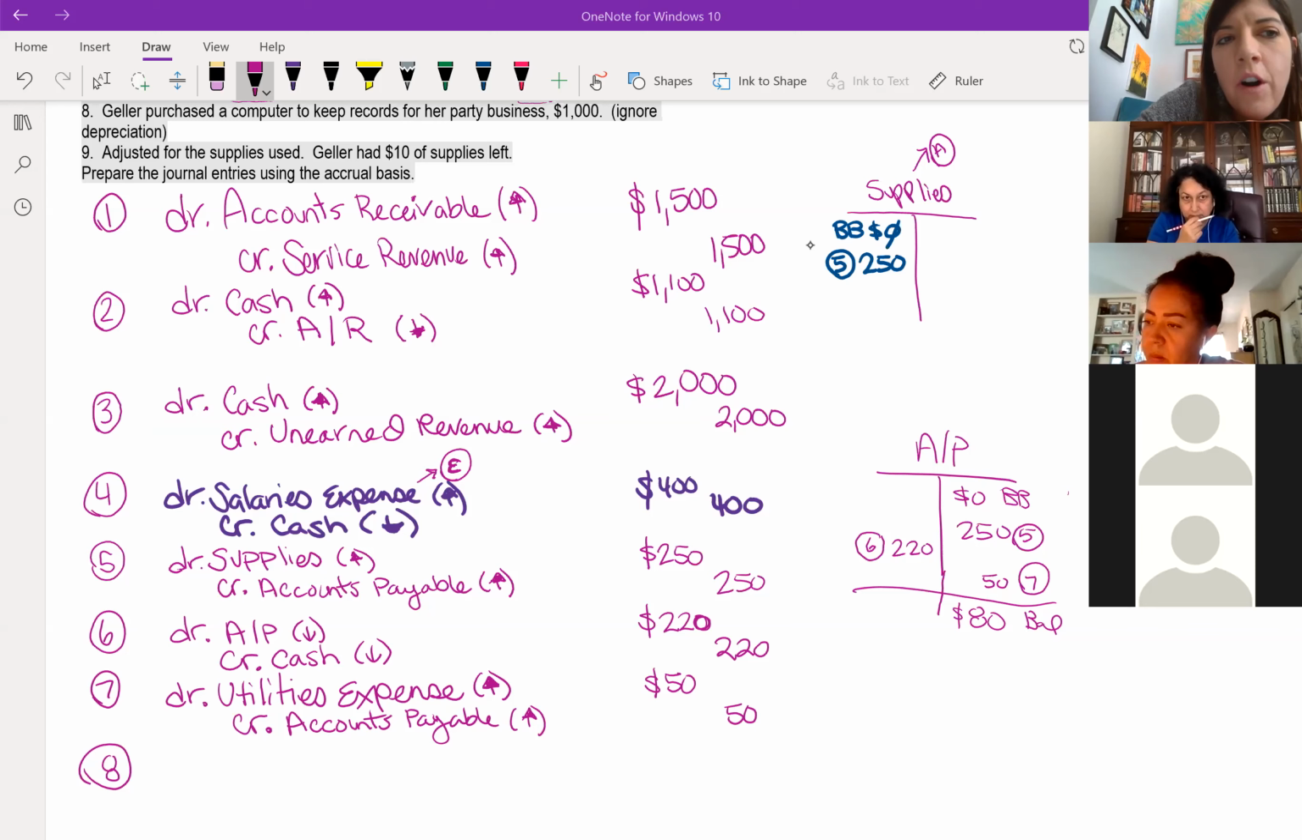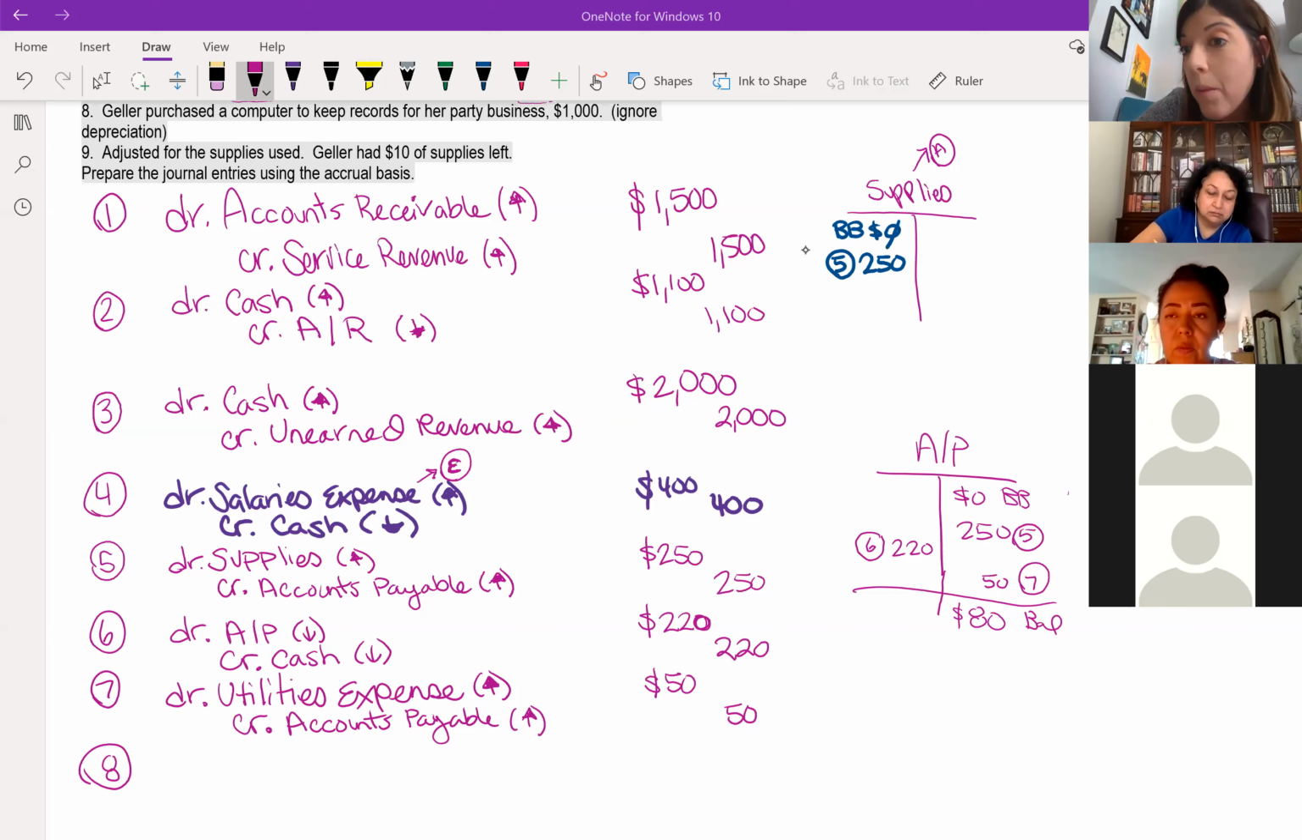For number 8, Geller purchased a computer to keep records for her party business, $1,000. Ignore depreciation. Well, we ignore depreciation at the beginning anyways, so. Would that be an asset? It is an asset, correct, because the computer, we're going to use it for years. So we're going to debit computer equipment. Computer equipment, or just equipment is fine. I would accept any of those 3. So we're going to debit. I'm just going to use computer.